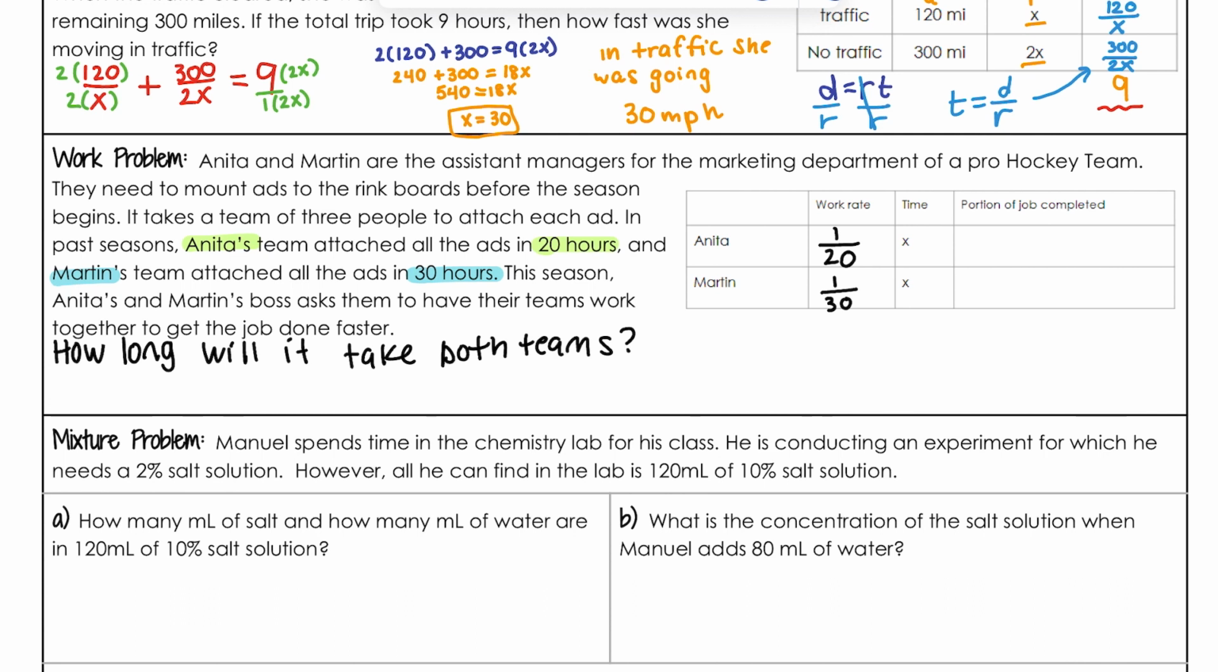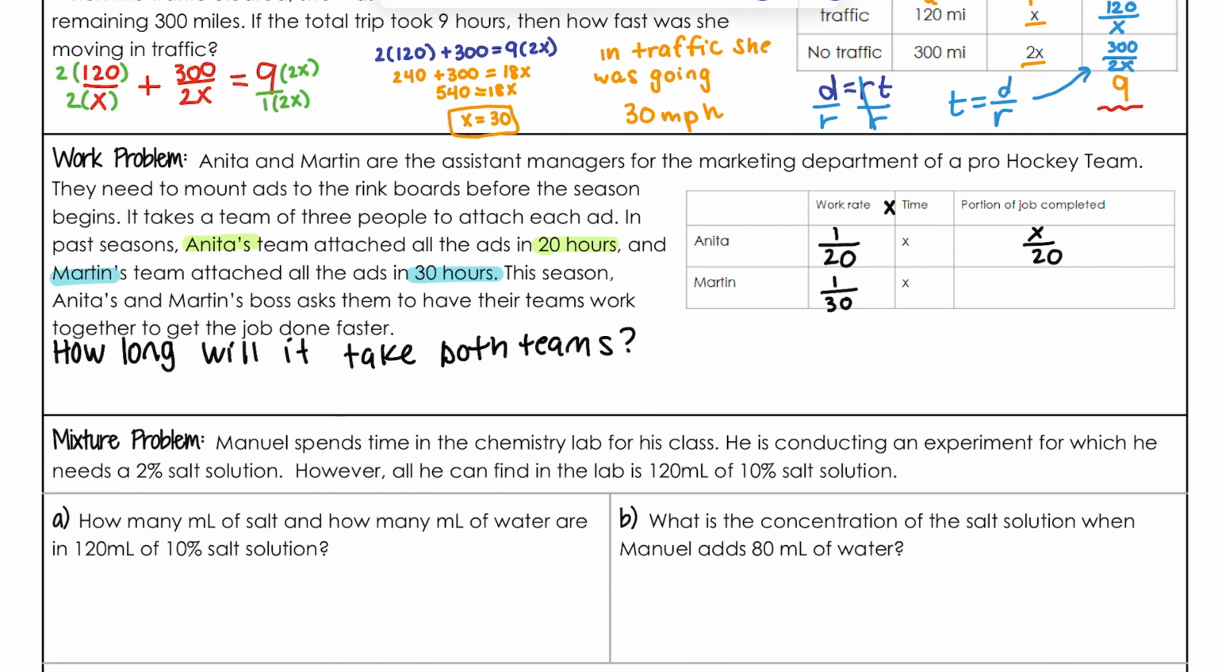But what I do know is that out of the time spent, Anita's team works at a rate of 1/20. So if we want to consider the proportion of job that she completed, all we have to do is work rate times the time that was spent on the job total. So we do 1/20 times X and we get X over 20.